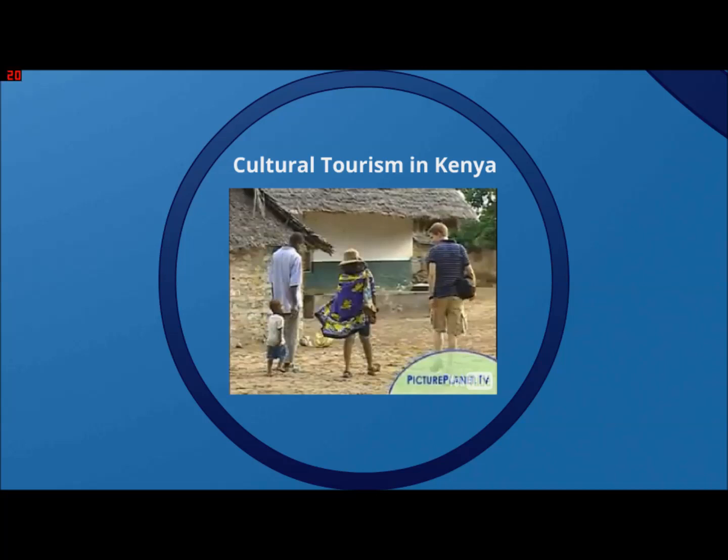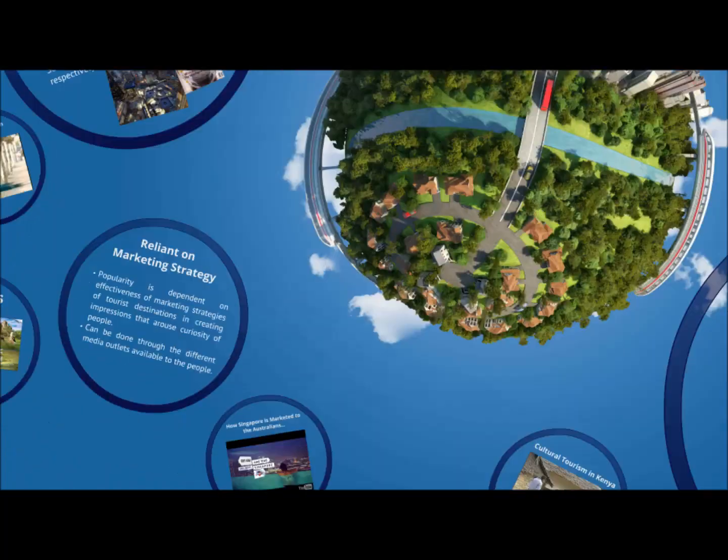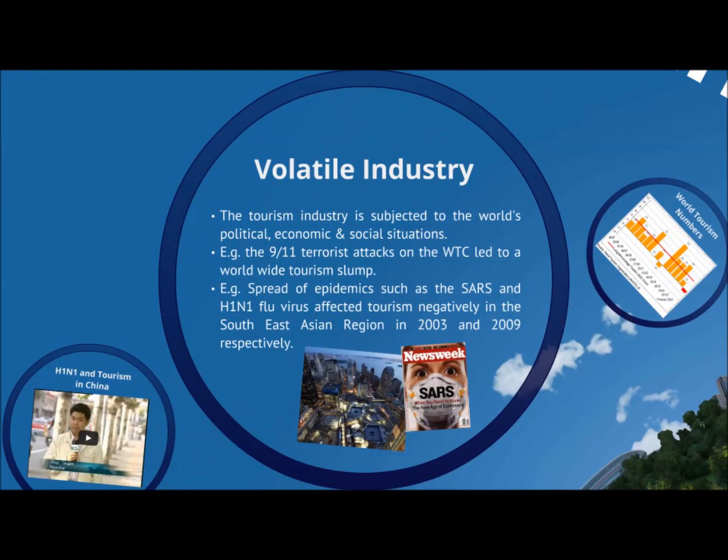The tourism industry is a very volatile one. The tourism industry is subjected to the world's political, economic, and social situations. For example, the 9/11 terrorist attacks on the World Trade Center led to a worldwide tourism slump. Another example would be the spread of epidemics such as SARS and H1N1 flu virus that affected tourism negatively in the Southeast Asian regions in 2003 and 2009 respectively.